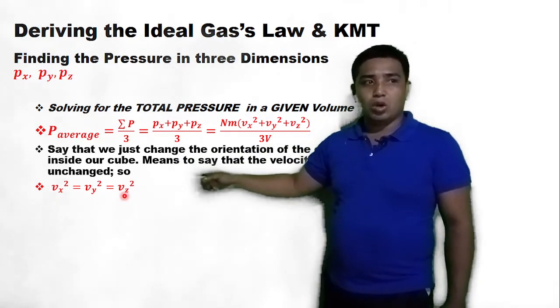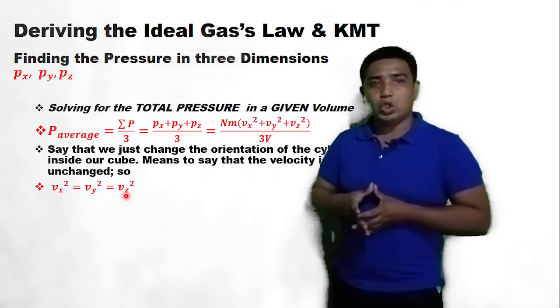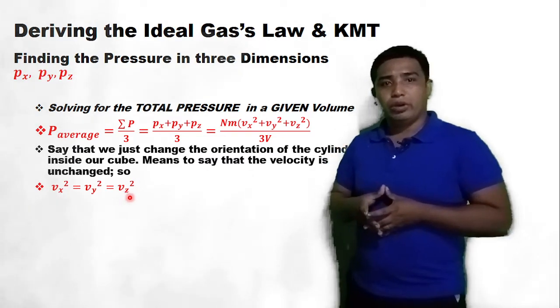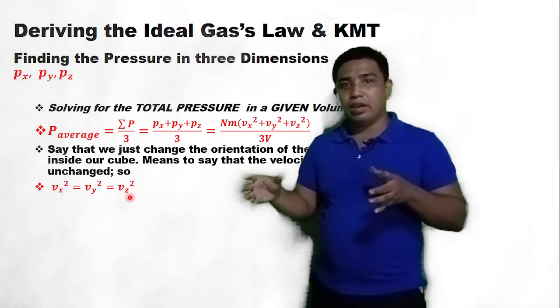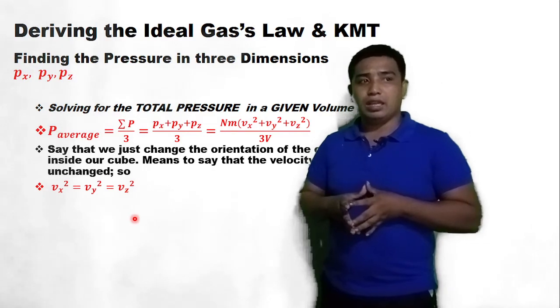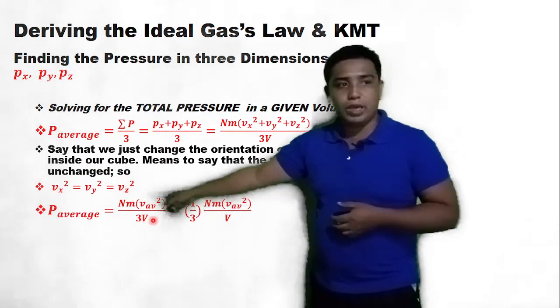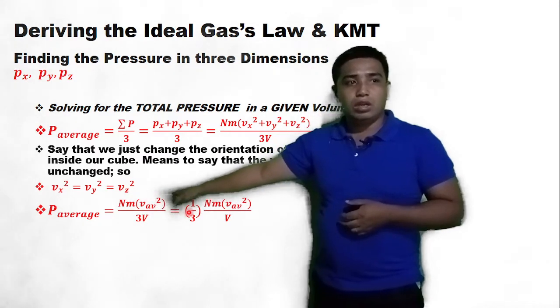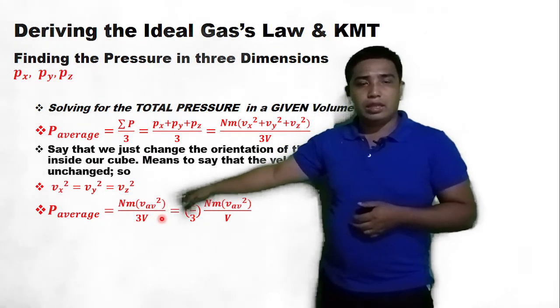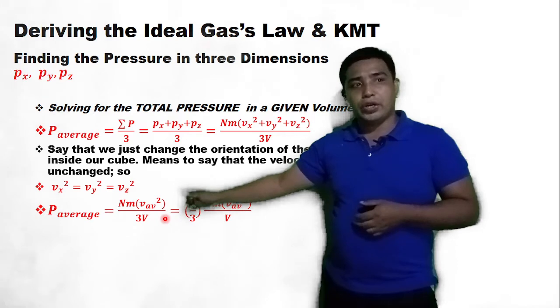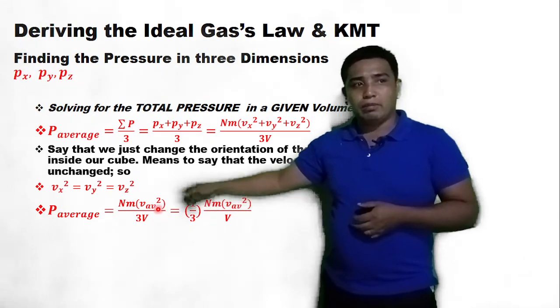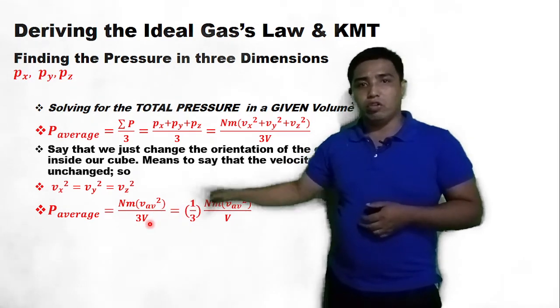So we can actually use this to add them and divide by 3, and we will see that the resulting equation is equivalent to P average is equivalent to 1/3 N times the mass of its particle times the average velocity squared all over V.